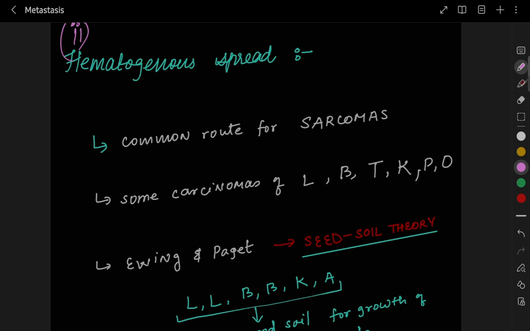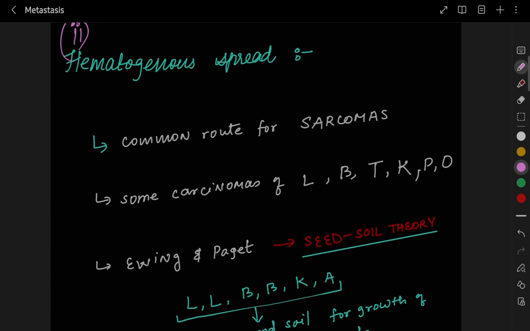You already know that sarcomas, I will just highlight some important points, basically originate from mesenchymal cells like connective tissue, bone, cartilage, fat and blood vessels, right? And the carcinomas originate from the epithelial cells: skin, glands and organs, right?